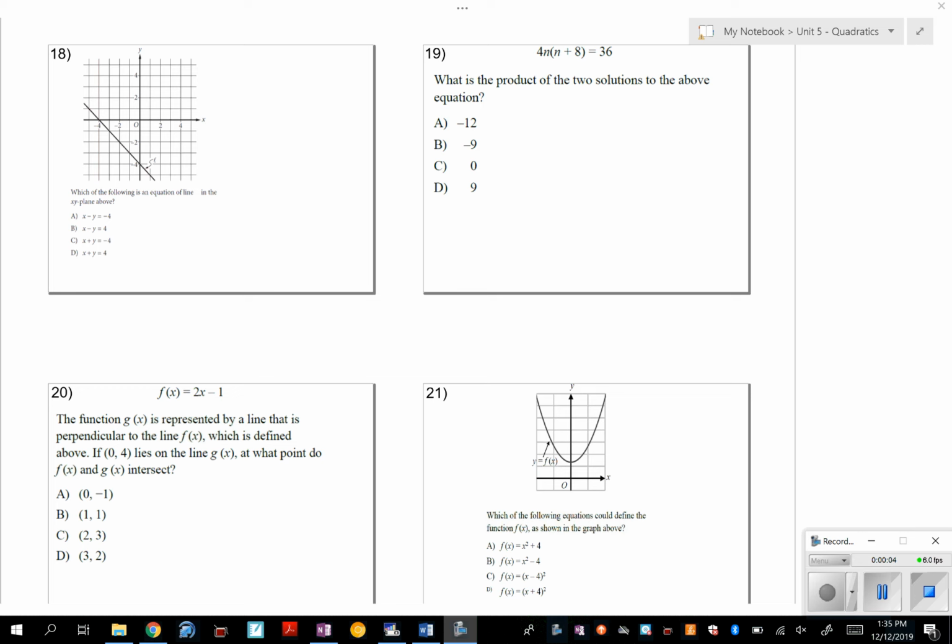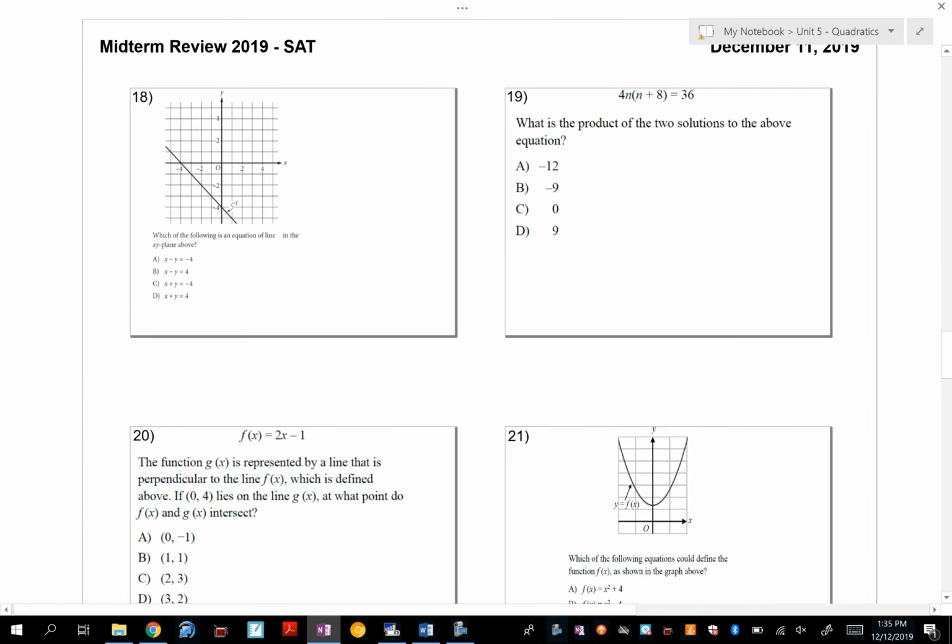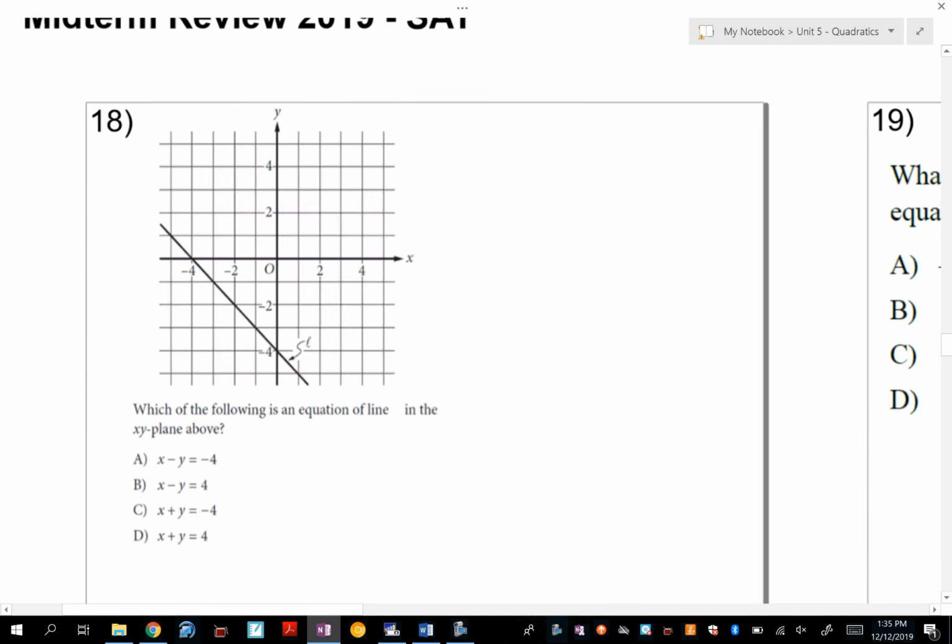Mr. Frederick here again. We're ready for page 4 of our midterm review SAT questions. So 18 through 23. All right, so number 18.